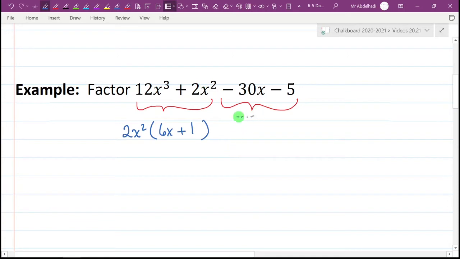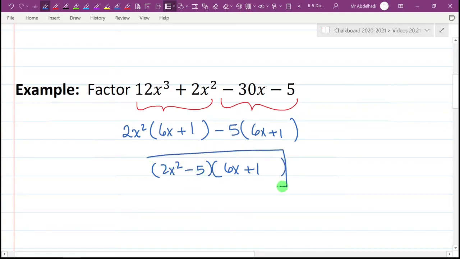Yes, that works. Now, in order for this grouping to work, this has to be 6x plus 1. It has to be. So now your job is to figure out what number goes here that when you distribute it to 6x plus 1 gives you negative 30x minus 5, and that would be negative 5. Check it, it works. And now that these 2 parentheses are the same, the 6x plus 1 is now the greatest common factor for these 2 terms, so you can factor it out, 6x plus 1, and the stuff outside makes the other factor, 2x squared minus 5. And there you go, that's the factorization.